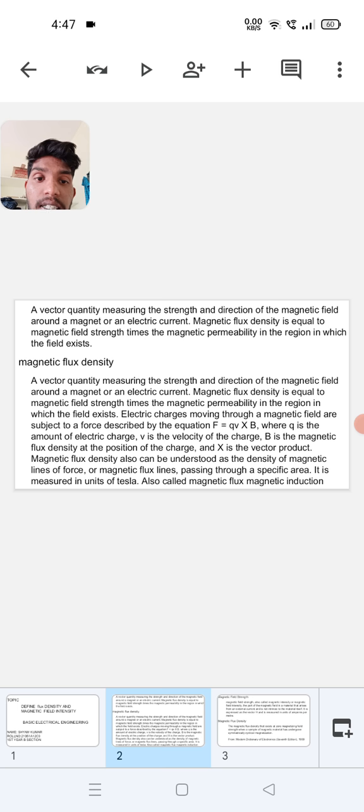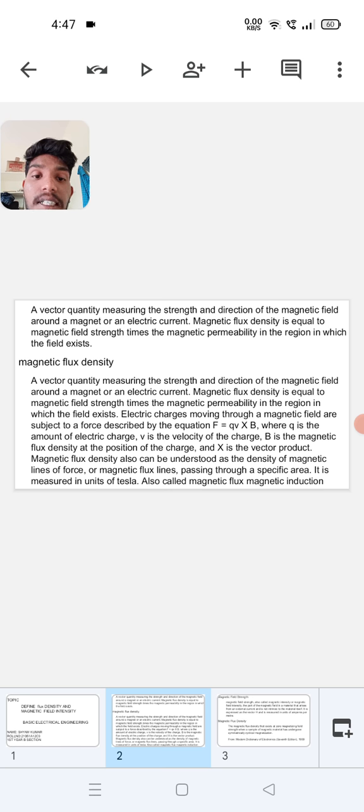there exist electric charges. Electric charges moving through a magnetic field are subject to a force described by the equation F is equal to Q v cross B, where Q is the amount of electric charge, v is the velocity of the charge, B is the magnetic flux density at the position of the charge, and x is the vector product.